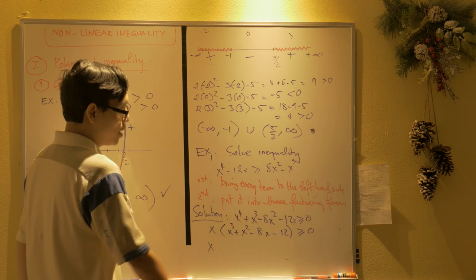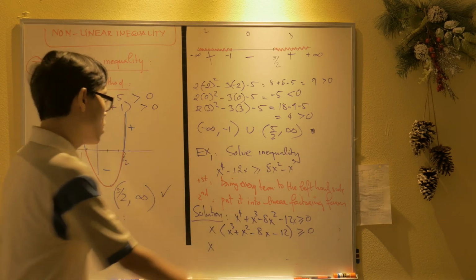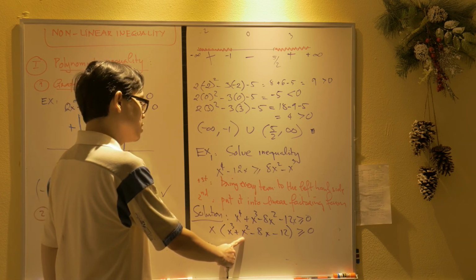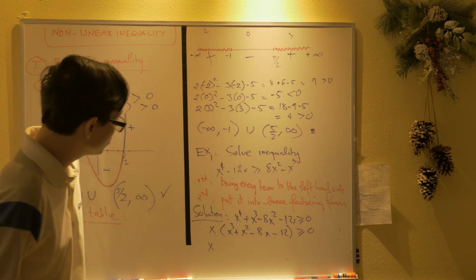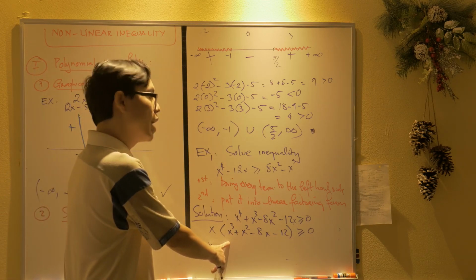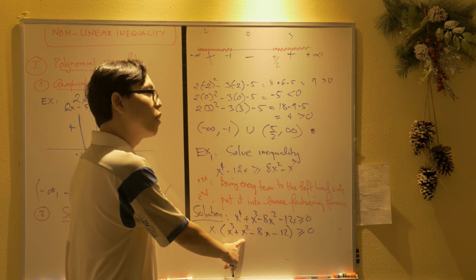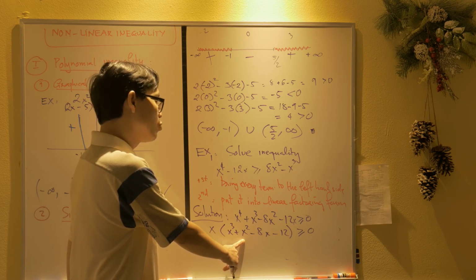Let's say you start with 1. Let's see if it turns out to be 0 or not. 1 plus 1 is 2, minus 8 is not 0. How about 2? 2 to the third is 8, 8 plus 4 is 12.